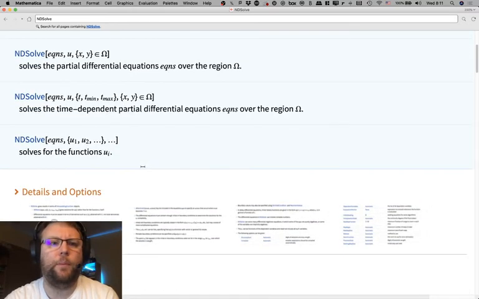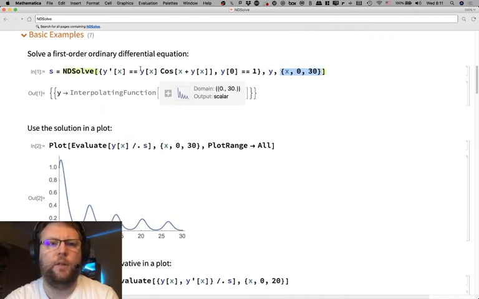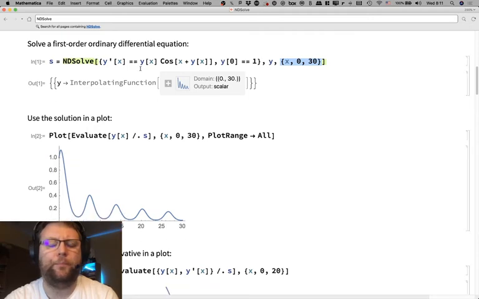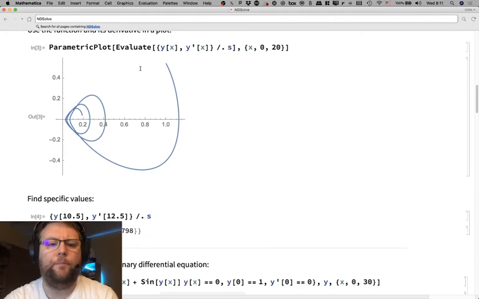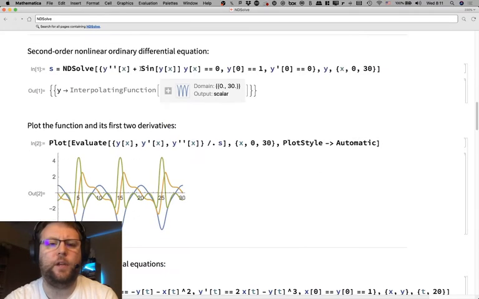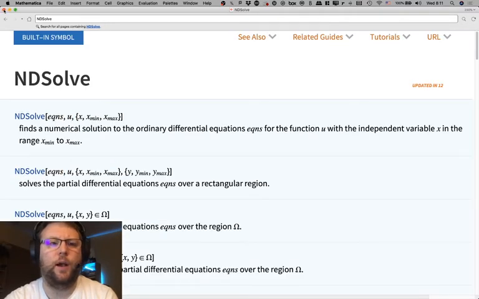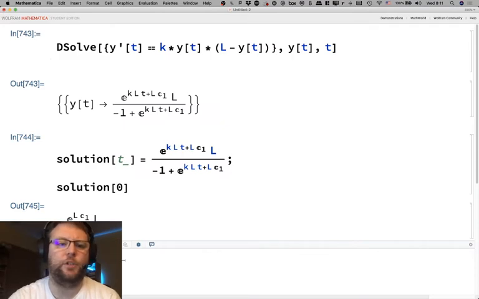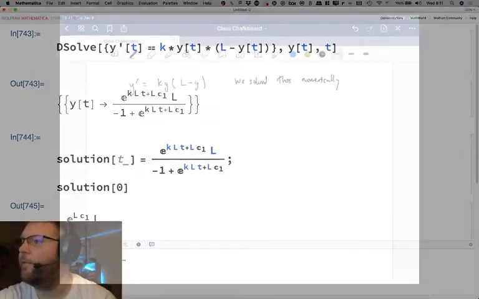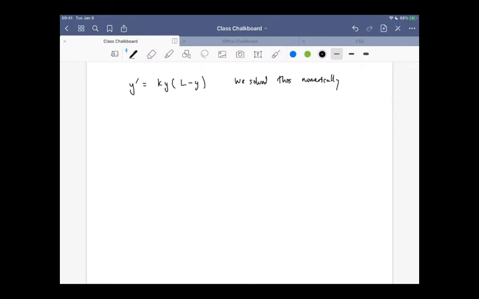Okay, so we'll use this NDSolve function in a moment in order to plot some solutions to actually a system of differential equations. All right, so I'm going to go back to the iPad for just a minute. I need to look up my equations real quick just to make sure that I get them right.